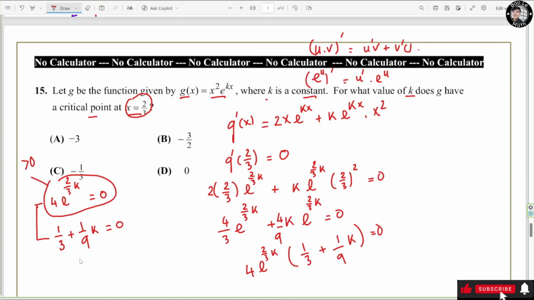Now the bottom, 1 over 9 k equals negative 1 over 3, k equals negative 1 over 3 divided by 1 over 9, which means multiply by 9 over 1, right? So it could be negative 3, right? So the answer must be A.